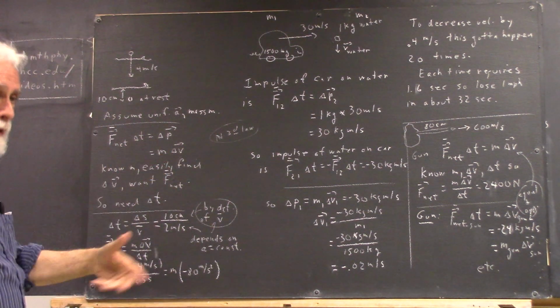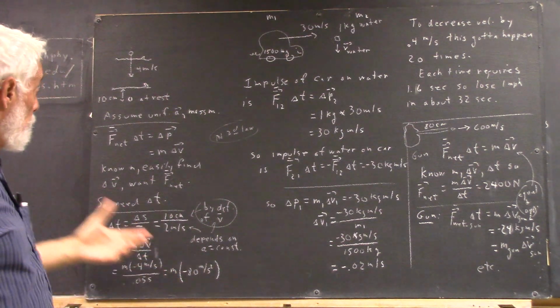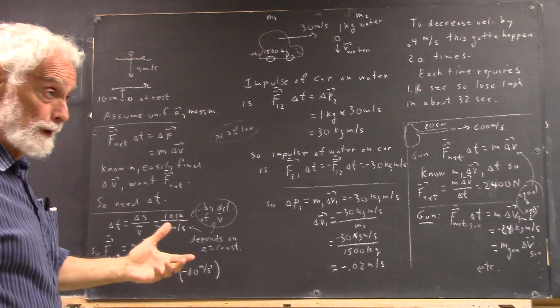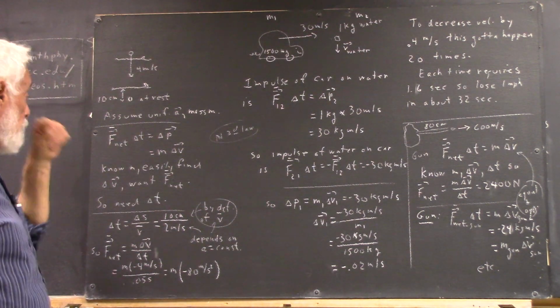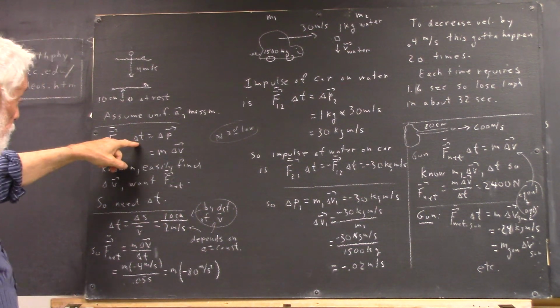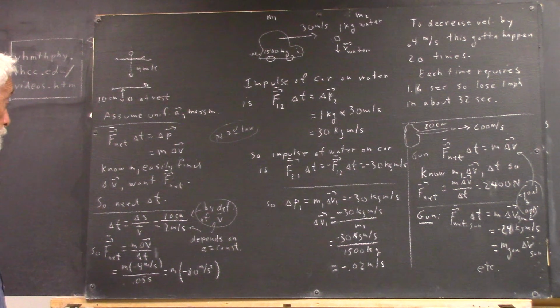Now, this is something that we kind of get used to when we use the impulse momentum theorem, you know, the four quantities that are involved and how they're related. In any case, we want to find the delta t.